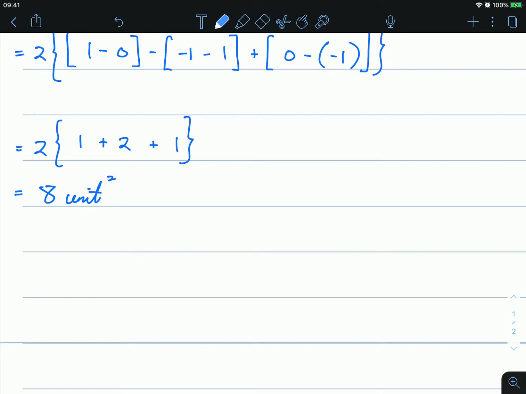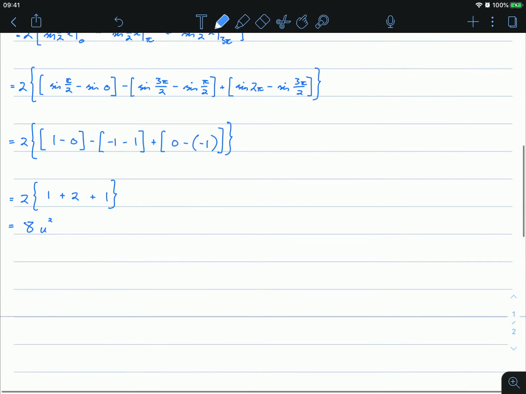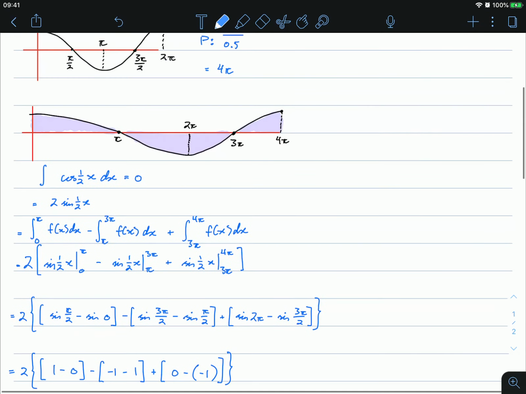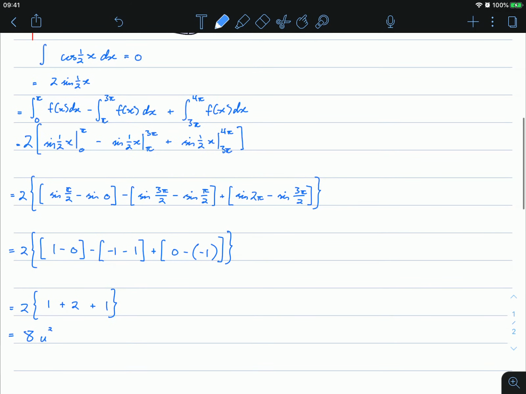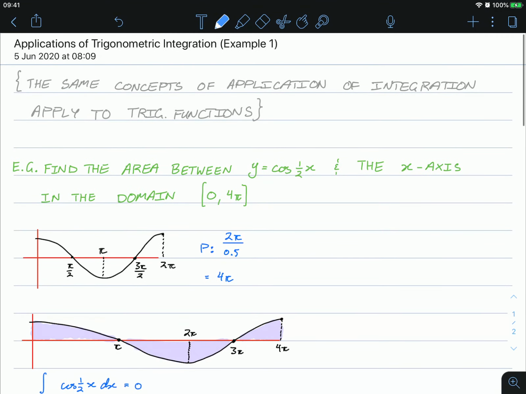So 8 units, actually no, it should have been units squared, that makes it a lot easier. 8 units squared. And there we have it. So the area in purple here is 8 units squared. Hope to see you in the next example. Best of luck.